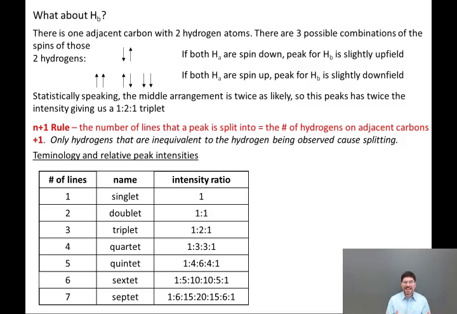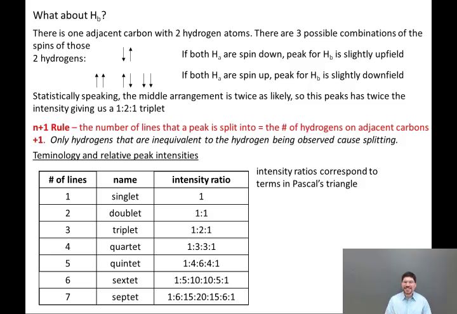6 lines is a sextet, 1 to 5 to 10 to 10 to 5 to 1, and 7 lines is a septet, 1 to 6 to 15 to 20 to 15 to 6 to 1. Now, you may wonder where we get all of these ratios from, and if you look at it carefully, especially the way I have it drawn here as a triangle, the intensity ratios correspond to the terms in Pascal's triangle, which is something you may have seen previously in a math class and never thought it would actually be useful for anything. Well, this is where it's useful for something.